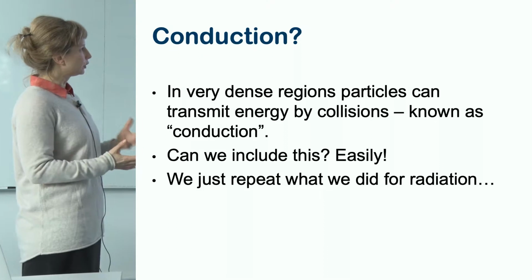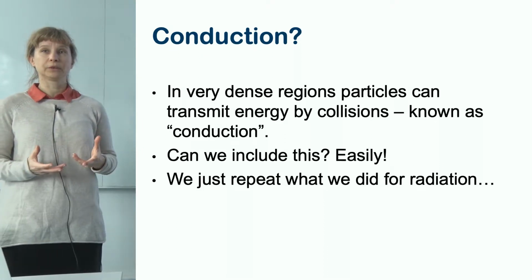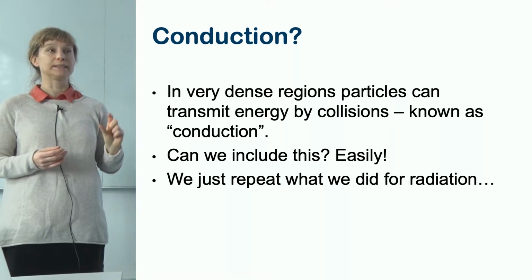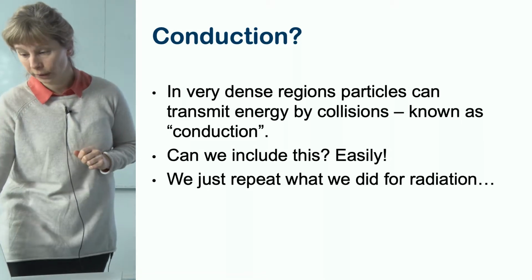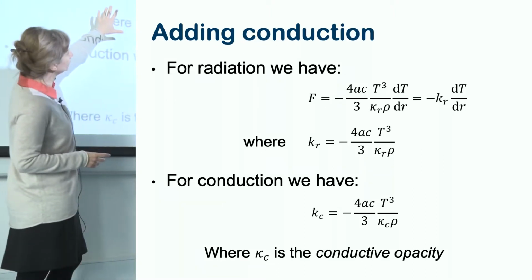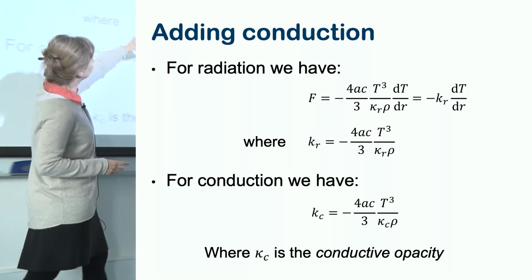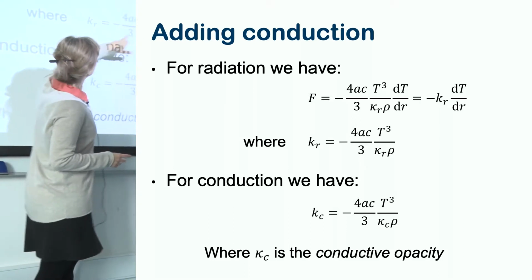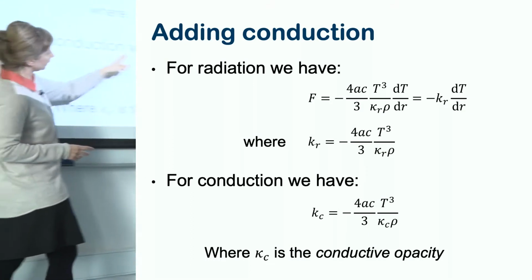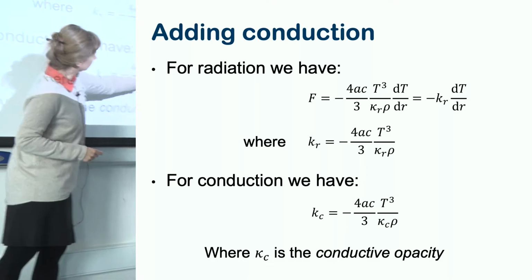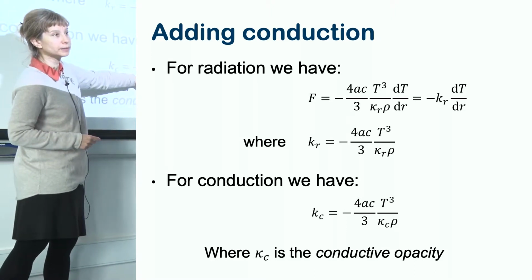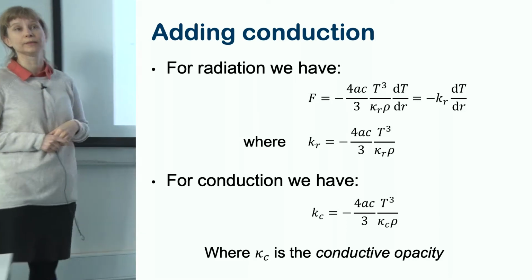So can we include conduction? We can. It's actually very easy. Like we have a kappa R for radiation, we can have a kappa C for conduction. This is what we have for radiation, where we've just defined this term for radiation. So all of those terms here are for radiation. When we have conduction, we can define the same term for conduction where we have a kappa C, which is our conductive opacity as opposed to our radiative opacity.